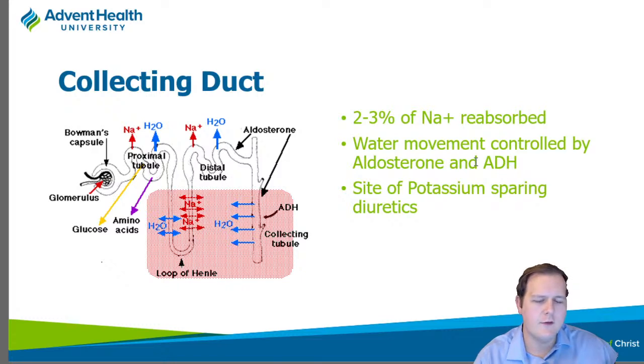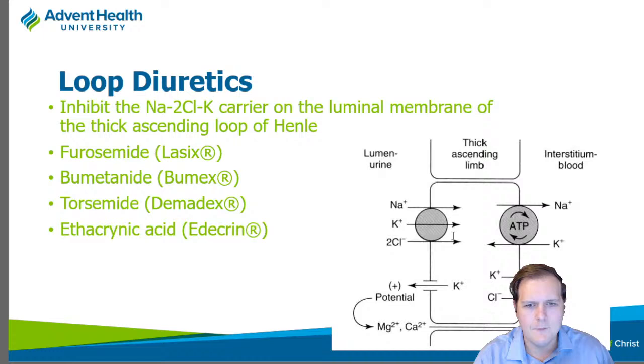And if you've ever heard of someone, for instance, drinking alcohol and they break the seal and they have to urinate a whole bunch, that's because alcohol actually decreases ADH secretion, and so they cannot reabsorb all that water, and so they have to urinate a whole bunch, right? So this is where our potassium-sparing diuretics are going to be working mainly.